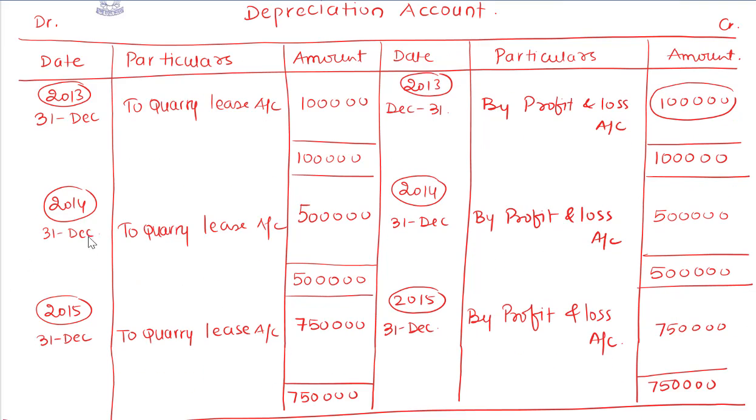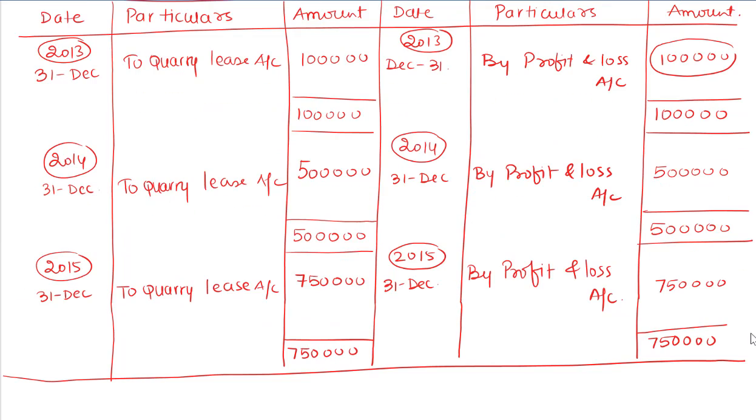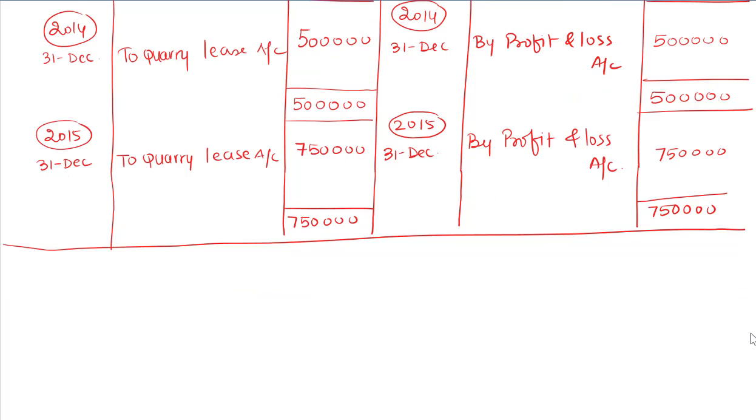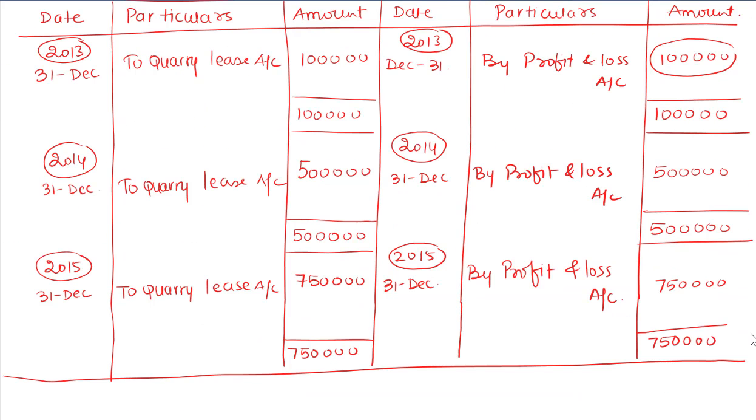On the same basis, we took 2014. The query lease account figure, which is 5 lakh, is also transferred to profit and loss account. In the last year, 2015, again we took the depreciation amount from query lease account, that is 7 lakh 50,000, and transferred it to profit and loss account. In this way we completed the depletion method.